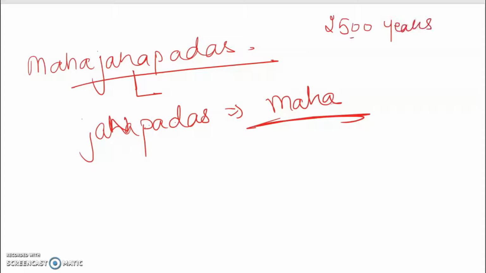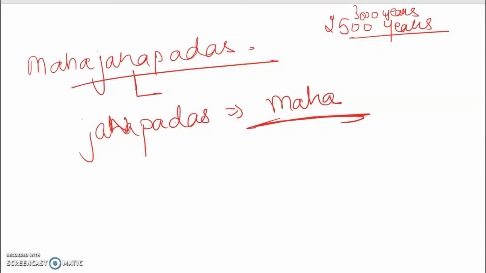So this all took place around 2500 years ago, as I told you in the last class also, that this whole battle thing and all of these sacrifices, they started 3000 years ago. And things evolved and it took some time. So 2500 years ago, we started to see the existence of Mahajanapads.